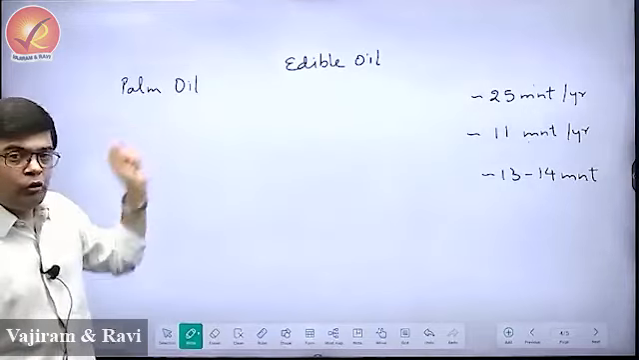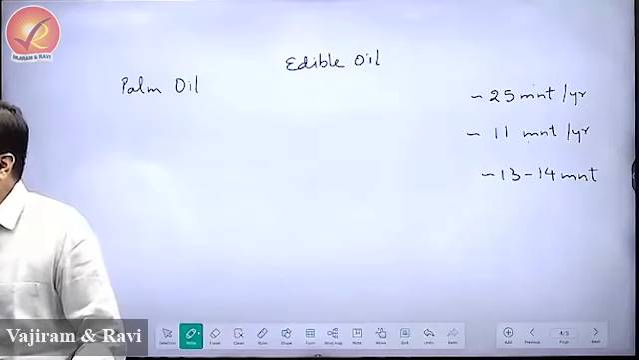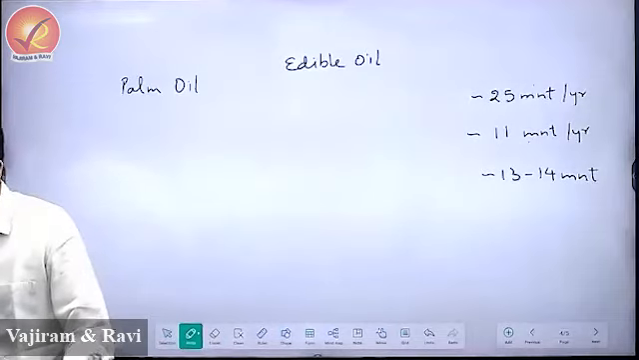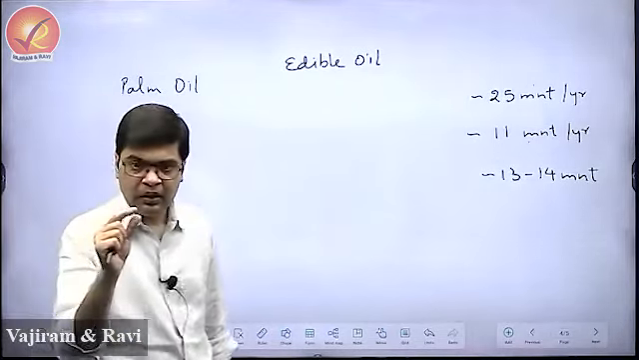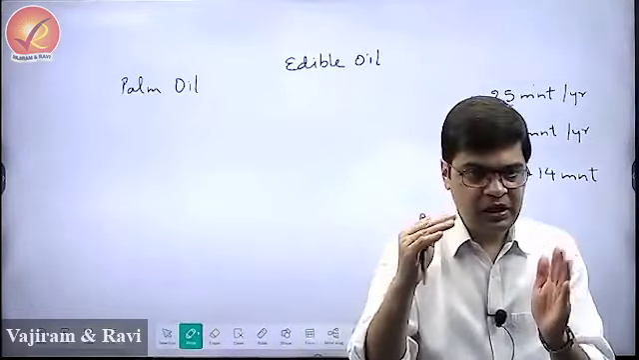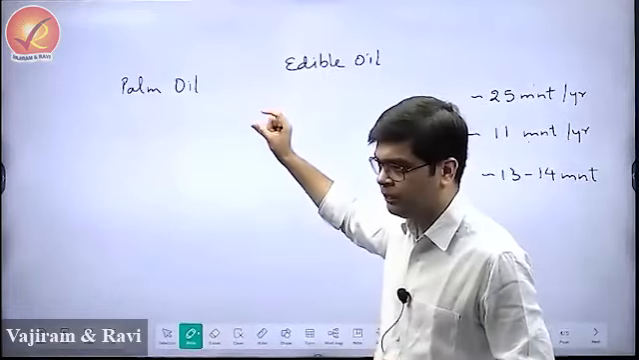When you look at palm oil, it is the oil that we produce from the fruits of the oil palm tree. There is a tree which is known as the oil palm tree. It will give you fruits. Fruits are in the form of fresh fruit bunches, and those fruits are crushed and we get the oil, and the oil is known as palm oil.